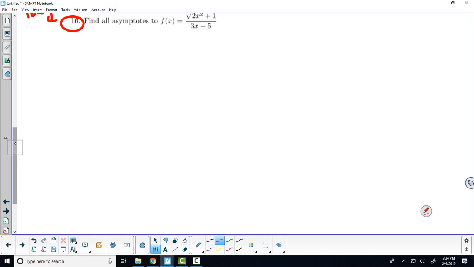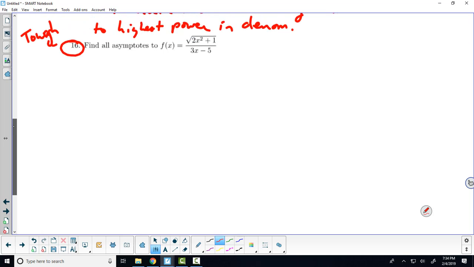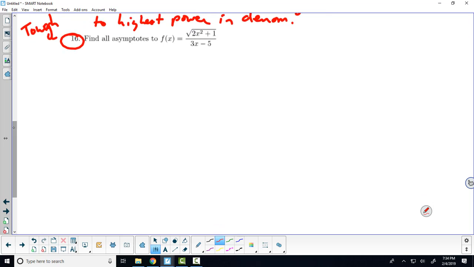All right. I like this problem, first of all, because it starts out, I'm not asking you to evaluate limits. You have to decide what your limit questions are. Okay? So let's first find out if there are any vertical asymptotes to this problem.